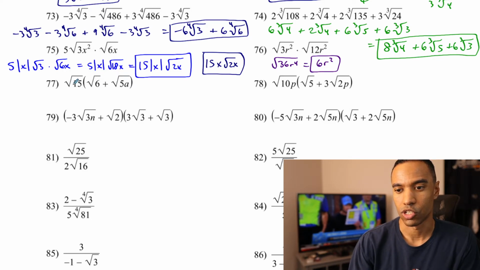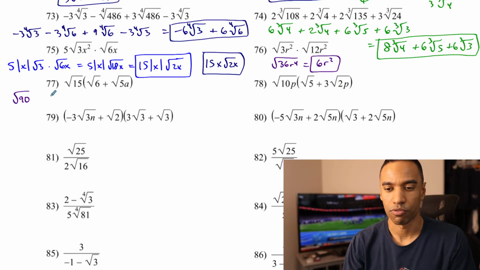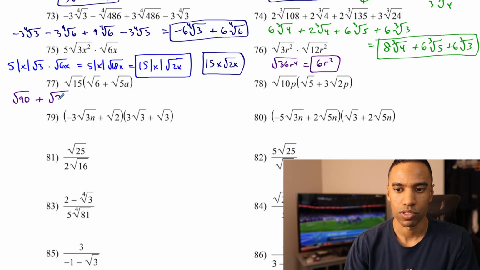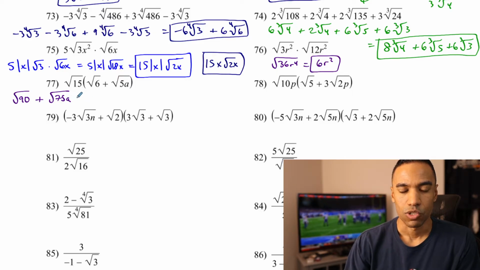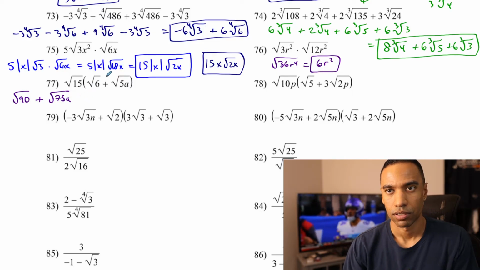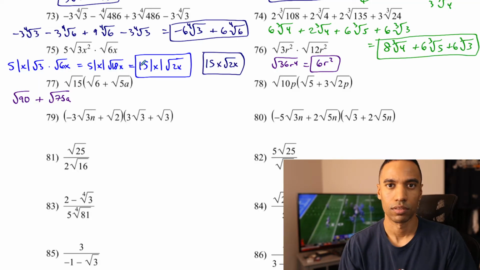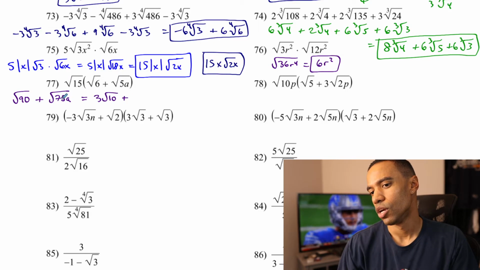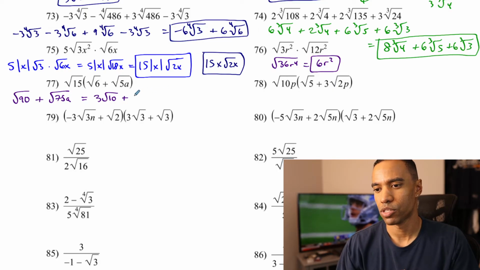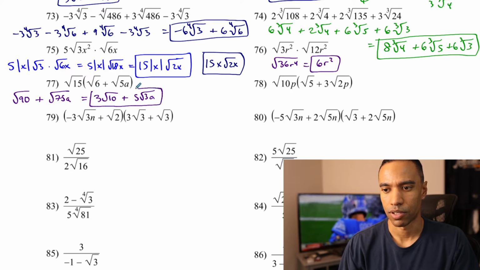All right, this one we get to distribute. Root 15 times root 6 is root 90. Root 15 times root 5a is root 75a. Square root of 90 is root 9 times 10, I'm sorry. I don't know why that was too slow for me. 3 root 10 plus, and this is root 25 times root 3, so 5 root 3, 5 root 3a. And I'm actually done right there. That's all I can do.